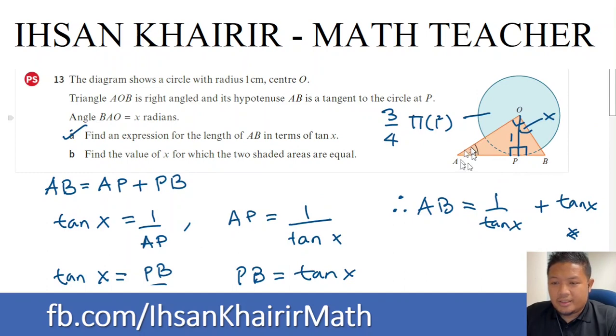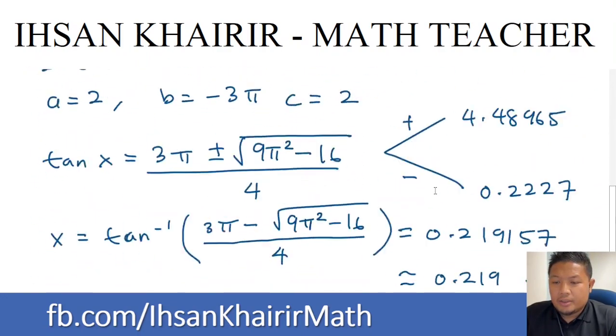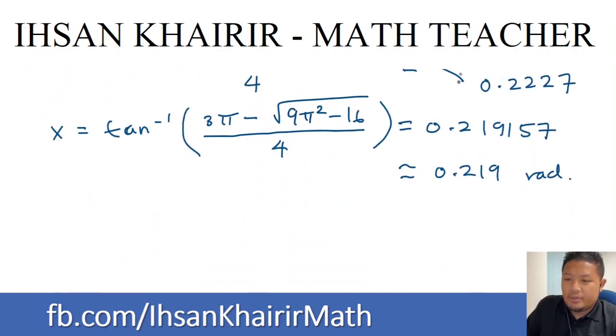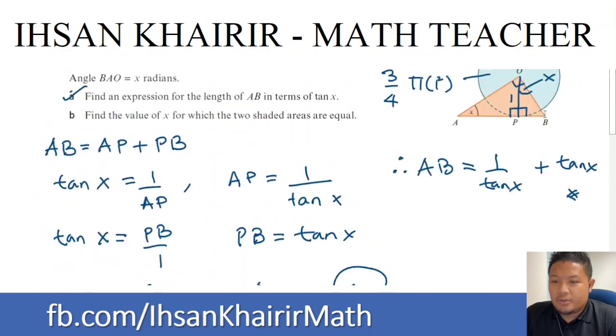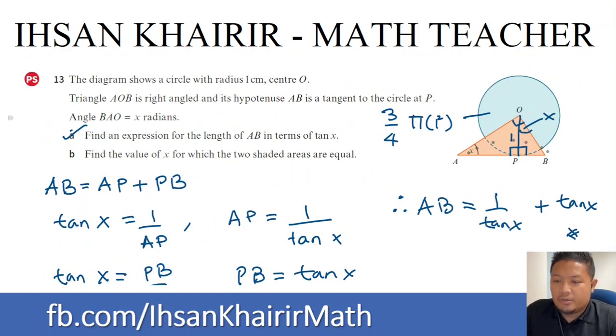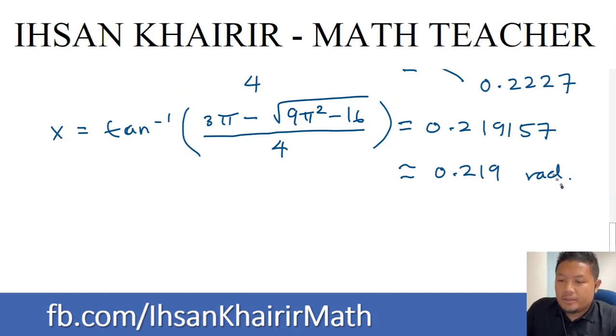So you can see that in this case, the angle at X has to be the smaller angle, and so that's why we chose 0.2227, because we know it's going to give us a smaller angle, since X corresponds to the smaller angle between the two, A and B. And so that's our answer, 0.219 radian. So hopefully that was helpful. I will see you in class.